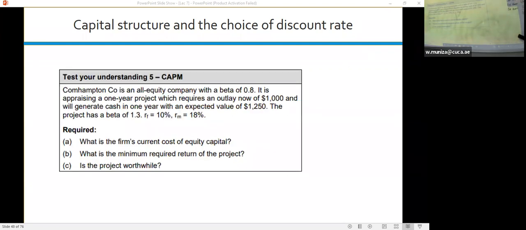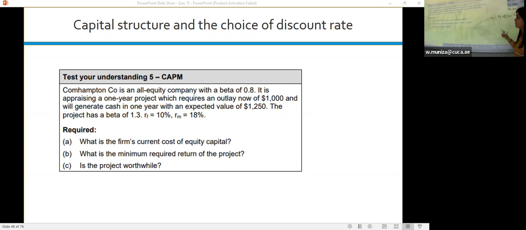So that is E(Ri) = Rf + [E(Rm) − Rf]. Now, understanding question number 5 on CAPM: Part A, what is the firm's current cost of equity capital? Part B, what is the minimum required return of the project? Is the project worthwhile? Can you do this question? What is the formula for CAPM, students? It is Ri = Rf + βi × (E(Rm) − Rf).